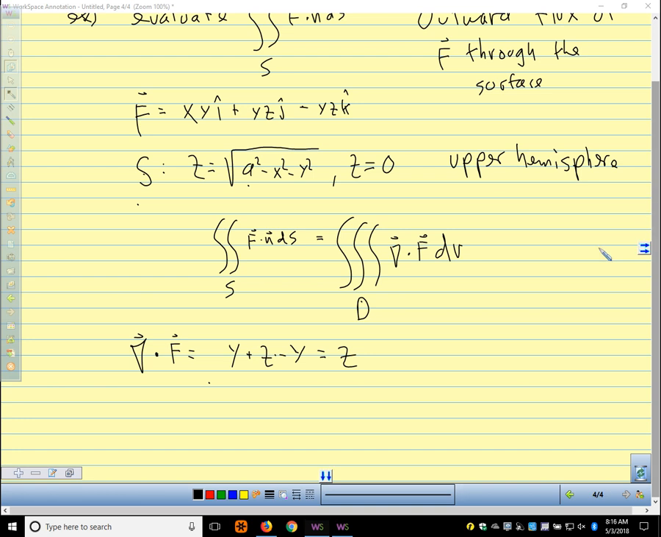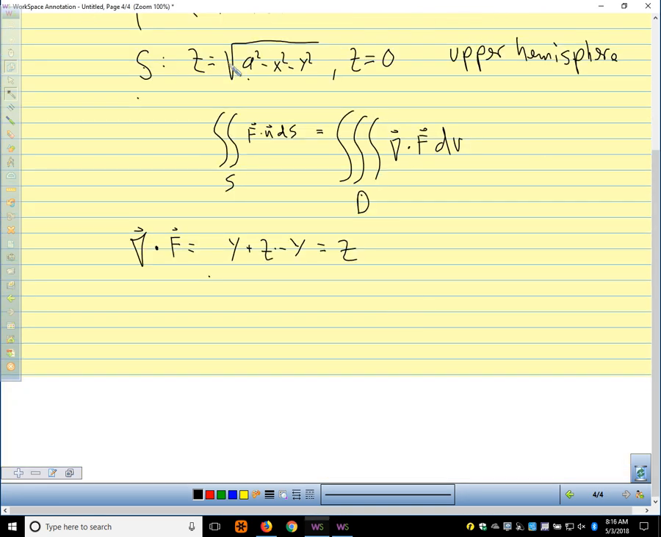All right, our solid region is given by this surface. We have this upper hemisphere. What is the radius? A. Radius is A. Bounded on the bottom by a circle in the xy plane. And we're going to turn this into a triple integral. In spherical coordinates, z equals rho cosine phi.